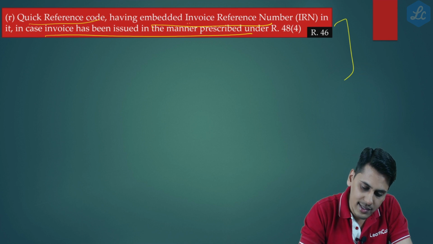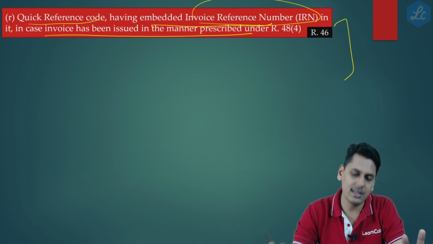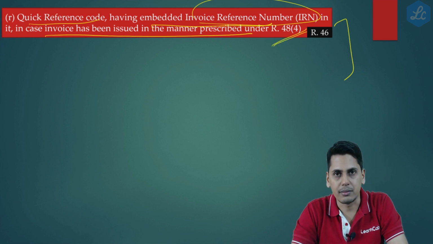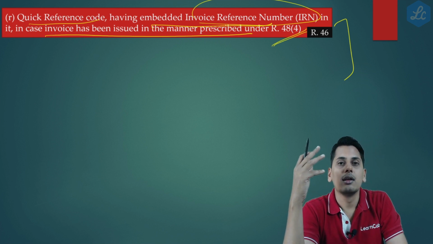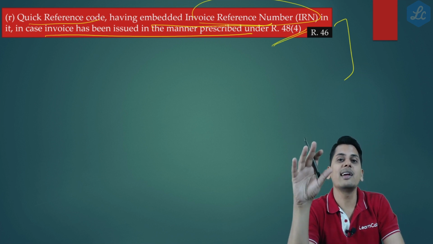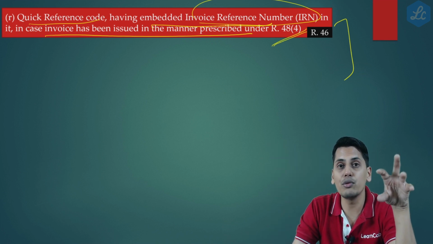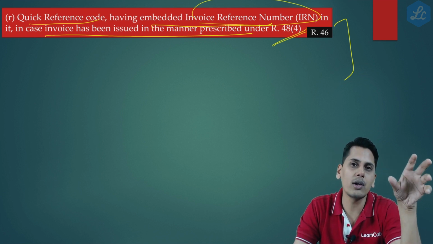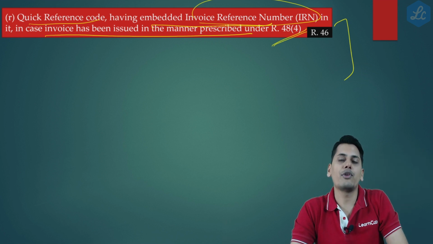Now friends, what is invoice reference number? How to obtain that? Those things we'll be discussing. But first let us discuss what is 48 sub rule 4. Because only when 48 sub rule 4 is applicable, that particular invoice should contain a QR code having an embedded invoice reference number. If 48 sub rule 4 itself is not applicable, the question of invoice reference number and QR code doesn't arise at all. So friends, let's see what is 48 sub rule 4.